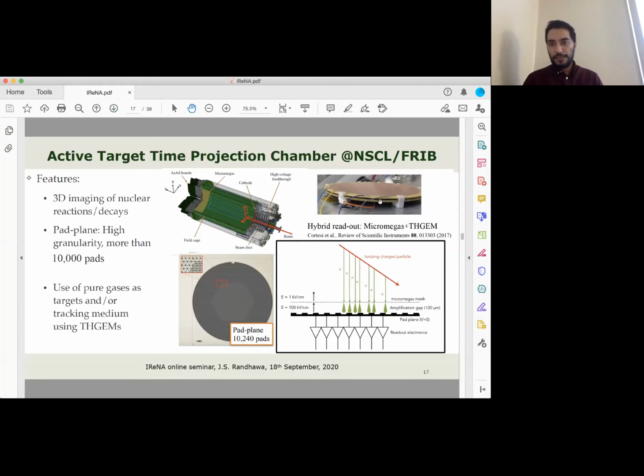Also here, this is the micromegas, and on top of that is a thick gas electron multiplier, which has been used before, which also allowed the use of pure gases as a target instead of using some quenched gas along with them.